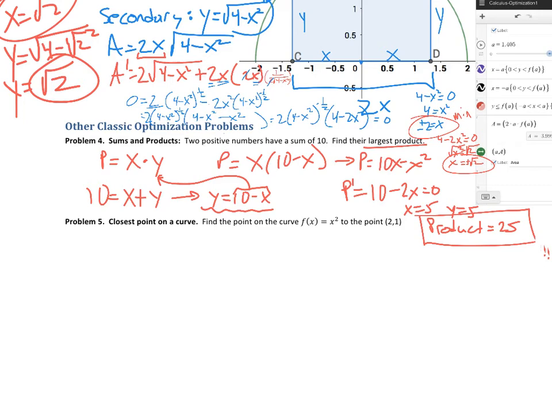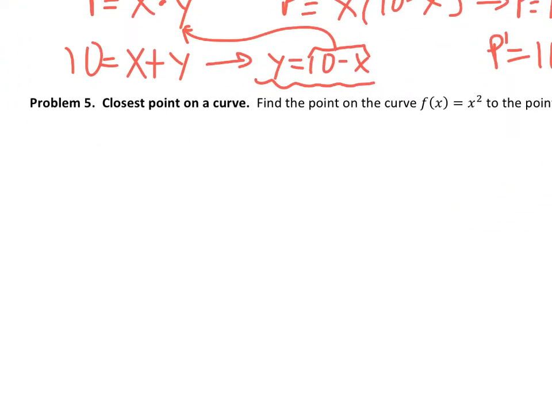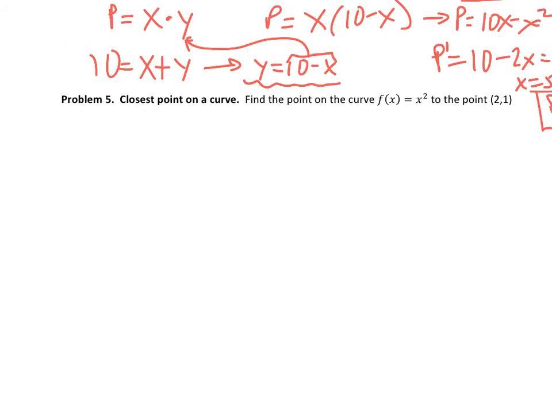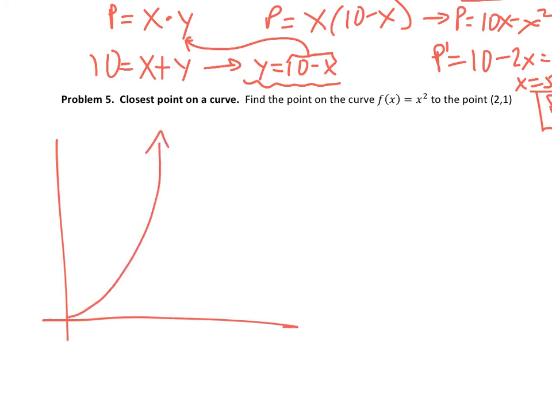All right, one more type of problem here is when we have a curve and we want to find the distance between a point and a curve. This can be pretty useful. So if we have a curve, y equals x squared, looks like that, and we've got a point, 2, 1. The point up here would be 2, 4. But we want to find the distance here.